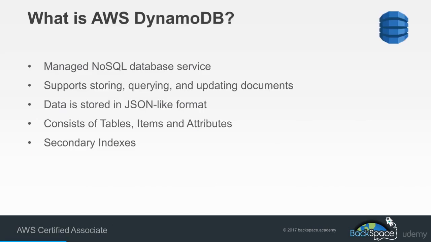So DynamoDB, it's AWS's managed NoSQL database service. It supports storing, querying and updating of documents, and the data is stored in a JSON-like format, or a JavaScript Object Notation-like format. So developers will like that, and in the lab we'll see exactly how to bring in a JSON file and how easy that is to do. So it's in that sort of format and quite understandable for a developer. It consists of tables, items and attributes, and we can also define secondary indexes on our data to speed up the querying of that data.